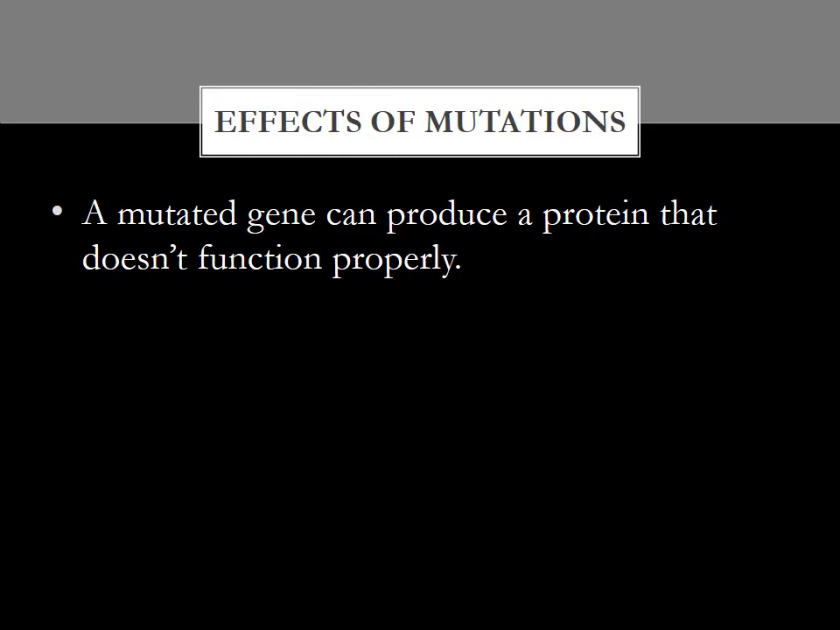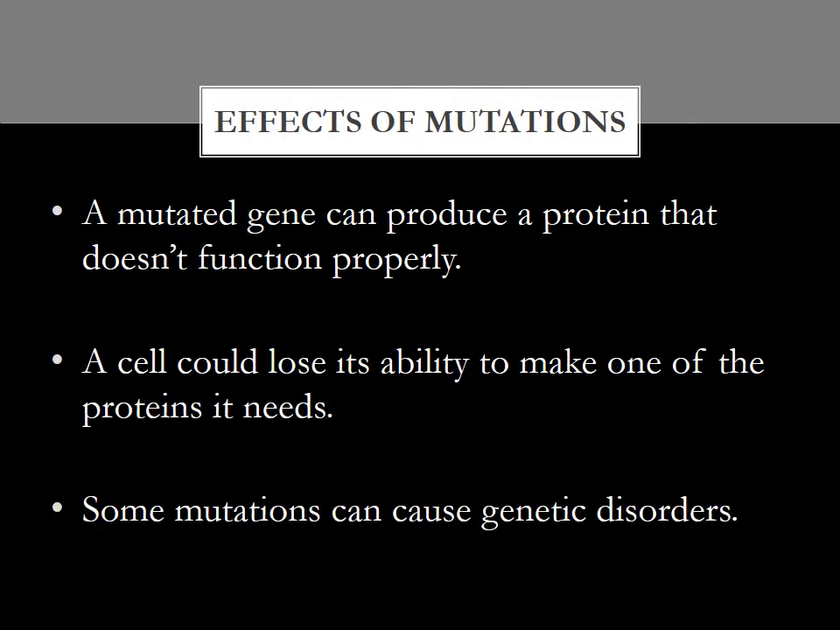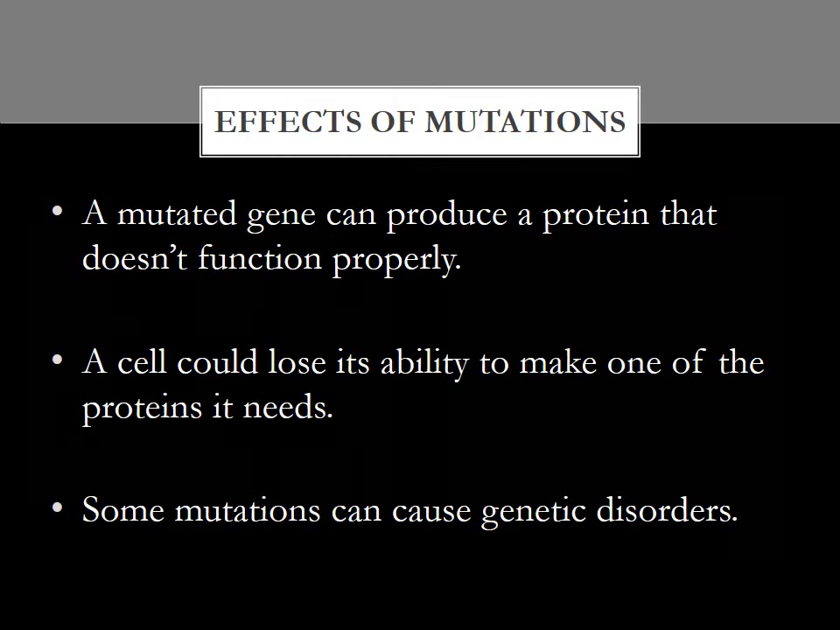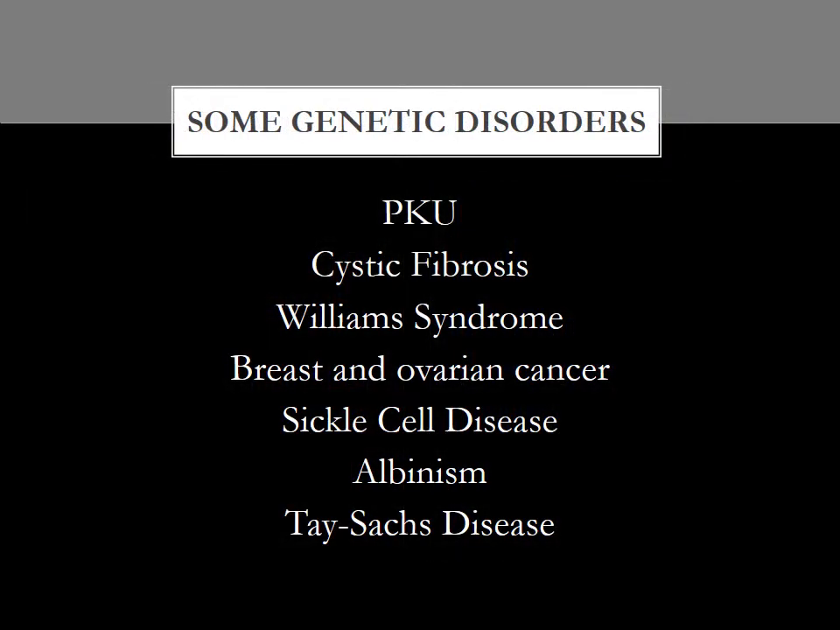A mutated gene can produce a protein that doesn't function properly anymore, or the cell could lose its ability to make a certain protein at all. Some mutations can cause genetic disorders. For example, a translocation between chromosome 9 and 22 is called a Philadelphia chromosome and is associated with various kinds of leukemia. Other examples of genetic disorders include cystic fibrosis, certain cancers, and sickle cell disease.